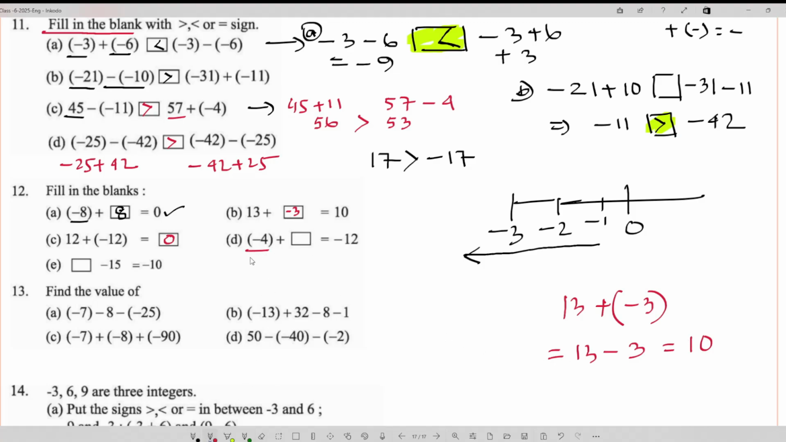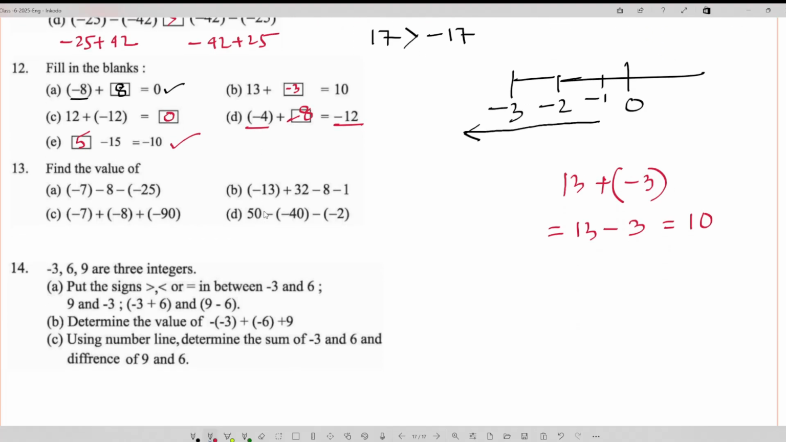Similar, here is minus 4 and here is minus 8. So we need more minus 8, right? So the answer is minus 8. And here is blank and minus 15. So we need here plus 5, because 5 minus 15 is minus 10. Very easy. Now find the value.